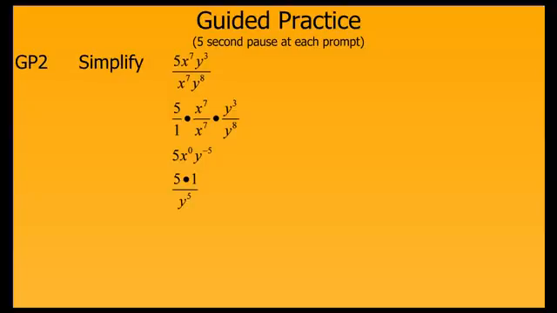We know anything to the 0 power is 1. And we know that we can move a negative exponent to the denominator and make it positive, so we get this, 5 times 1 in the numerator and y to the positive 5 in the denominator. What's next? Well, we simplify a little bit. 5 times 1 is 5, so we get 5 over y to the 5th. This is considered simplified form.